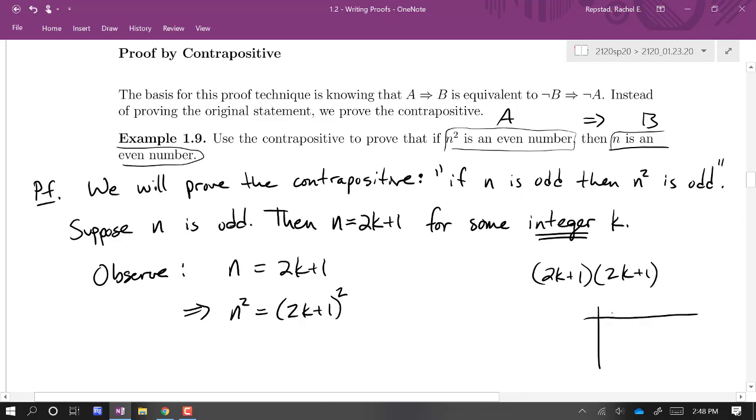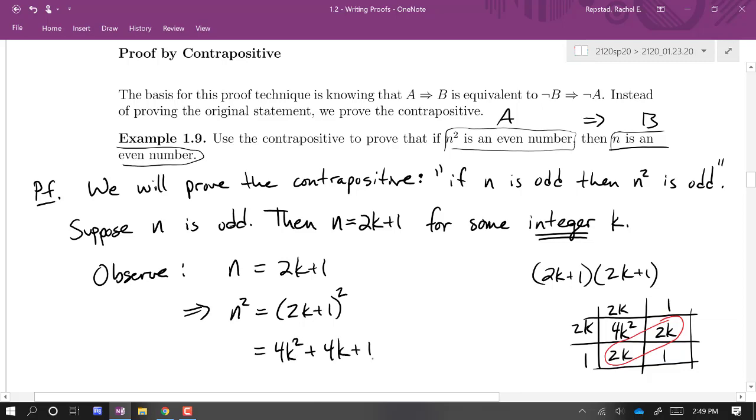You might just like the acronym FOIL, or you might recall I'm a big fan of the table approach here. So 2k times 2k is 4k squared. And then 2k times 1 is 2k. 2k times 1 is 2k. 1 times 1 is 1. We have our like terms right here. So this is 4k squared plus 4k plus 1.